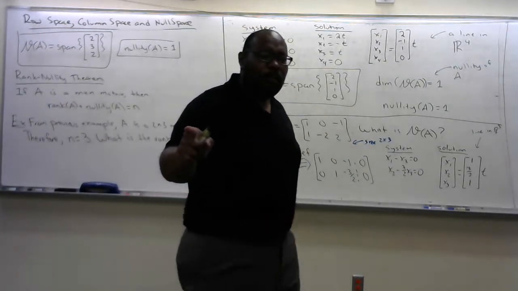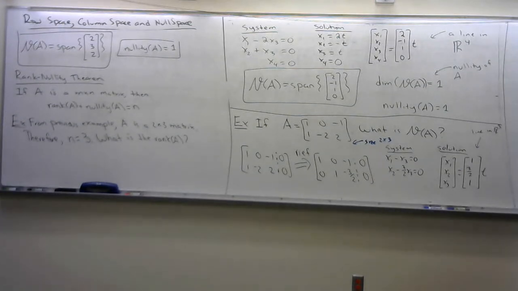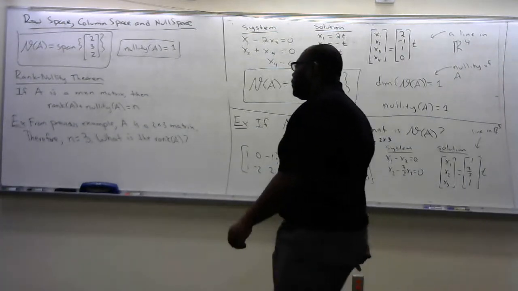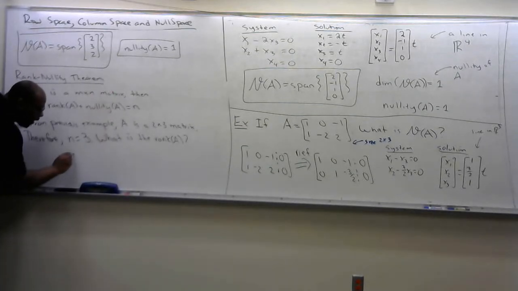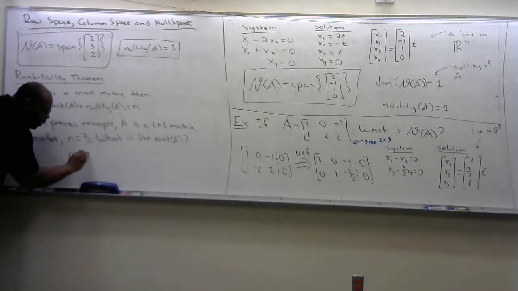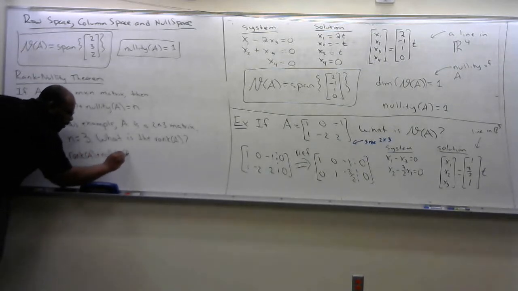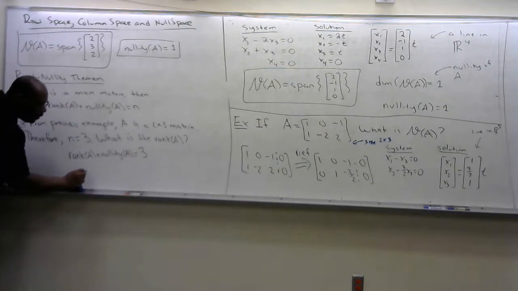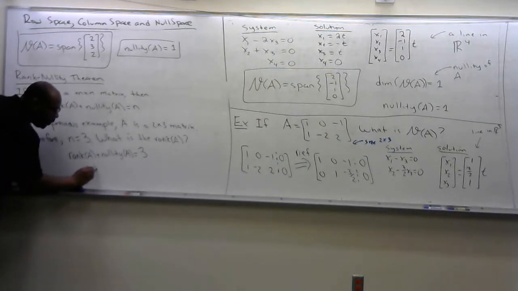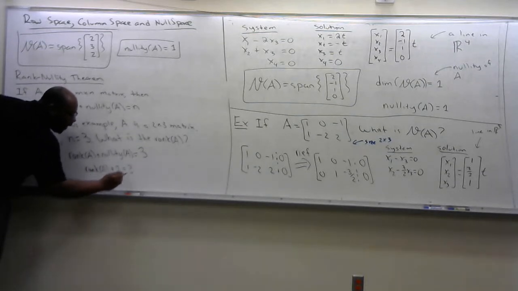Well, you know the nullity of A. What is the nullity of A? The nullity of A is 1. We know that. So we know that the rank of A plus the nullity of A has to be equal to 3. Well, the rank of A plus 1 is equal to 3, so the rank of A has to be equal to 2, right?